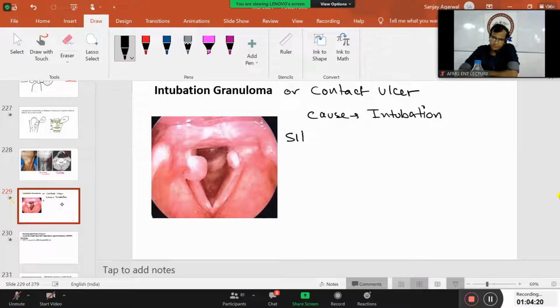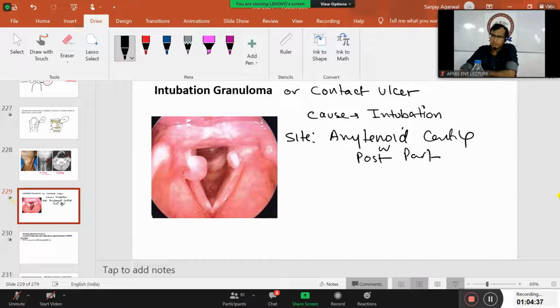Site. Look at the diagram and tell me the site. Arytenoid cartilage. This is the arytenoid cartilage, which is in the posterior part of the larynx. Both are correct. If it is arytenoid, it is okay. If it is the posterior part of the larynx, it is okay. But there is a better answer.